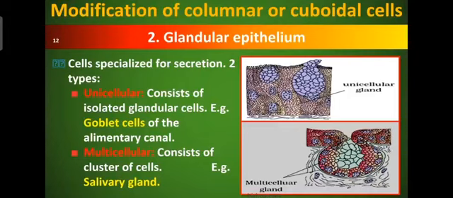It is unicellular. Then multicellular consists of clusters of cells. In the second diagram you can see clusters, meaning many groups are there. They are forming a cluster or group. So it is multicellular. So unicellular and multicellular. Multicellular, for example, is the salivary gland. So clusters are there. So these are the two modifications: first one is ciliated epithelium, second one is glandular epithelium.